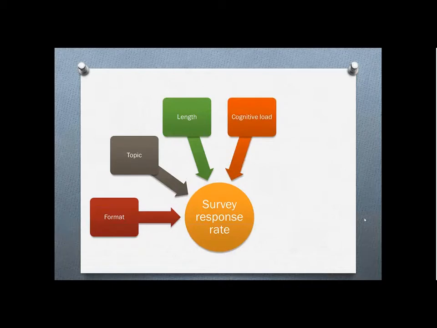Something related to length is cognitive load. The reality is we have overwhelmed brains and we're being pulled in so many directions. A survey that asks complex questions and has very long phrases, or is asking you to rank 20 items in order of preference, those are high cognitive load surveys and definitely at risk for drop-off in terms of your respondents.